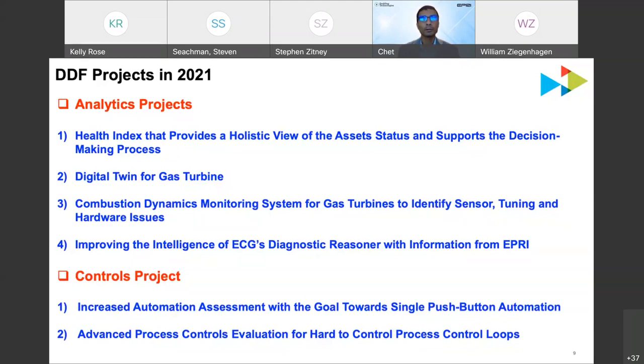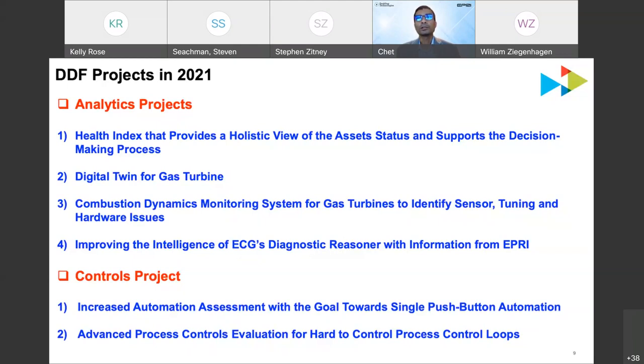So our subject matter experts look at the alarms and figure out what the problem is, and then they take corrective actions. But the diagnostic reasoner in ECG is able to connect the causes and symptoms based on the input from subject matter experts, and then develop a probabilistic diagnostic reasoner for different symptoms that we see from our APR tools. So we are collaborating on this project with EPRI, and we want to bring the information EPRI has on different assets from their subject matter experts and improve the intelligence of the diagnostic reasoner that ECG is providing.